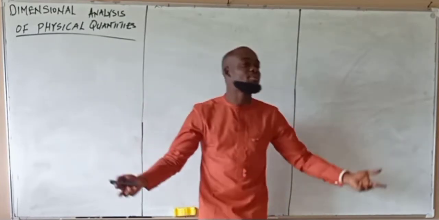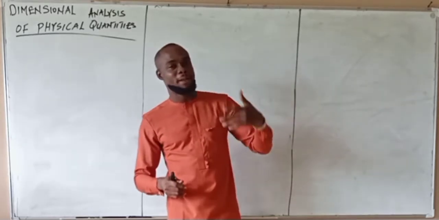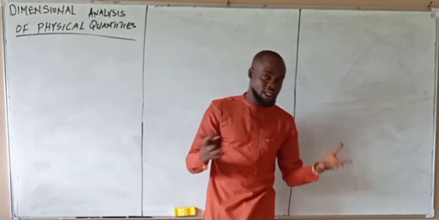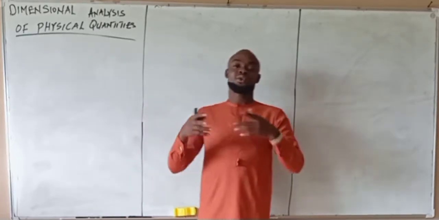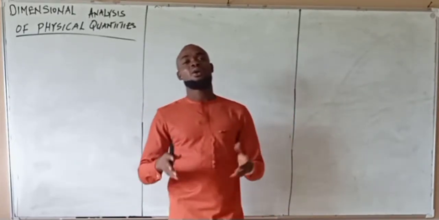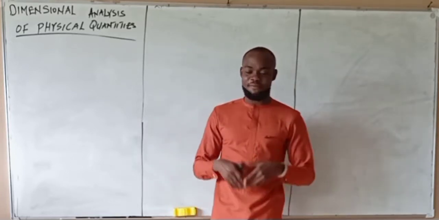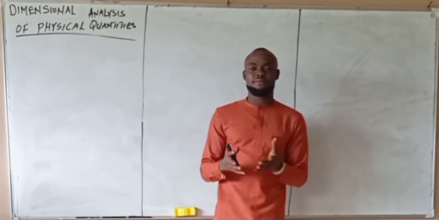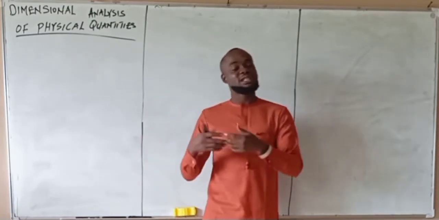Now, what are some examples of derived quantities? We have velocity, weight, force, acceleration, and so on. They are called derived quantities because they are formed from a combination. Like velocity, which is formed from a combination of displacement and time. Velocity is the rate of change of displacement.